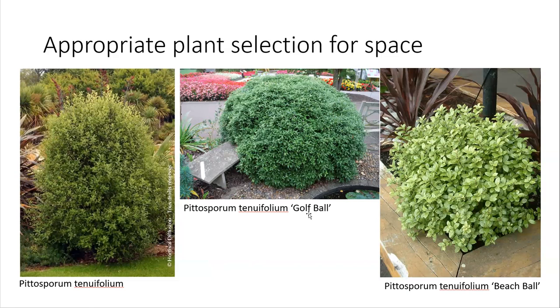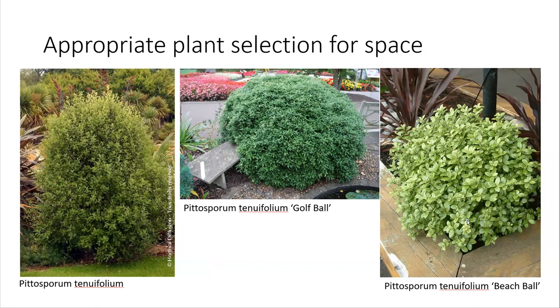Okay. The question may be, why is the golf ball larger than the beach ball? Well, the golf ball was put into production and for retail sale before the beach ball. And so they named it golf ball because it's significantly smaller than the straight up species. Then the beach ball came along, and maybe they didn't want to call it marble or something. I don't know. Anyways, if you want this overall effect, right, the fine texture, the black stem, but you don't have room for this size plant, select the golf ball or the beach ball.